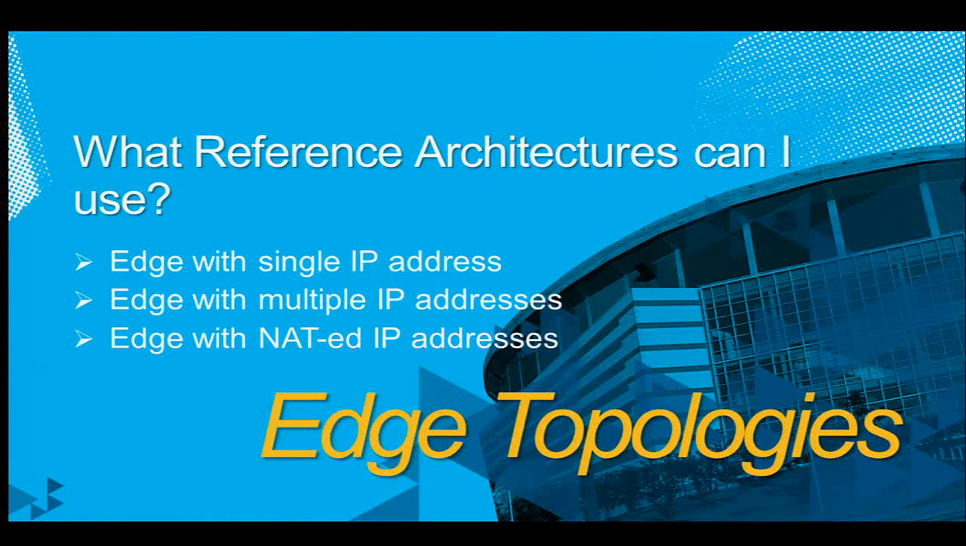All right. So what reference architectures can I use for the edge server? How would I deploy this? Well, there are three options here. One is the edge with a single IP address. You have the edge with multiple IP addresses. And you have the edge with NATed IP addresses.